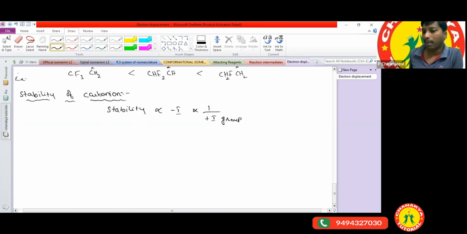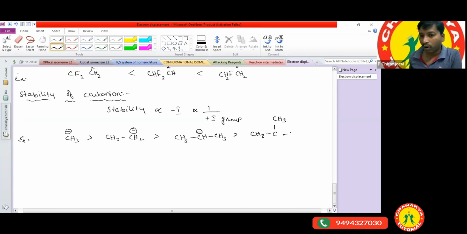So according to that only, what did we write for the stability of the carbene ions? We wrote that the methyl carbene ion is more stable than the primary carbene ion. CH3-CH2 minus. Okay. And the primary carbene ion is more stable than the secondary carbene ion, CH3-CH minus-CH3, which is greater than the tertiary, CH3-C minus(CH3)-CH3.